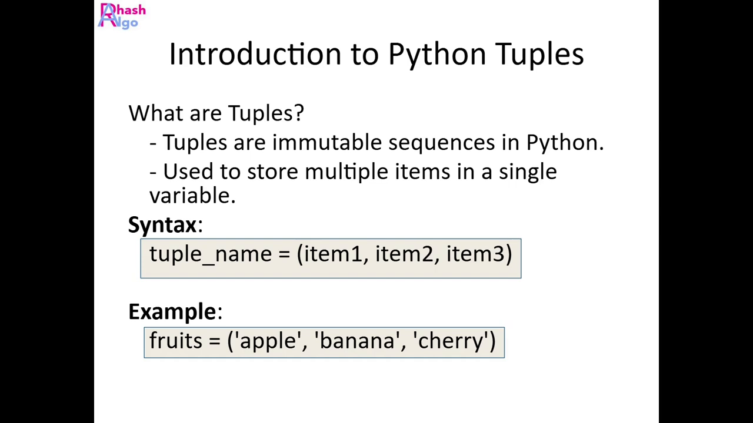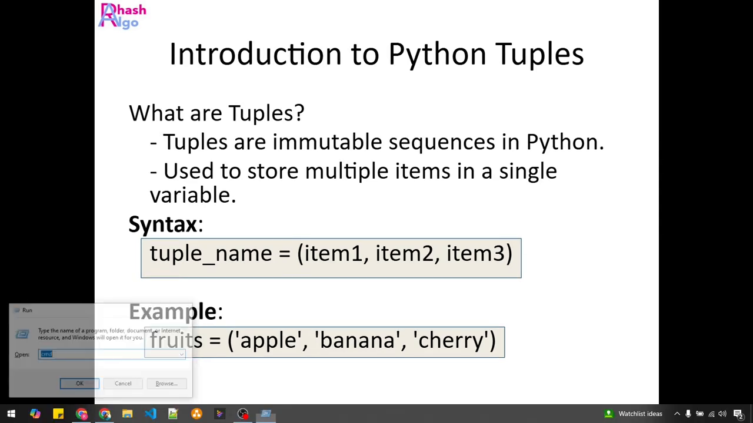Okay, let's get started, guys. What are tuples? Tuples are immutable sequences in Python. Why are these used basically? They are used to store multiple items in a single variable. Let's discuss these two points now with some examples.